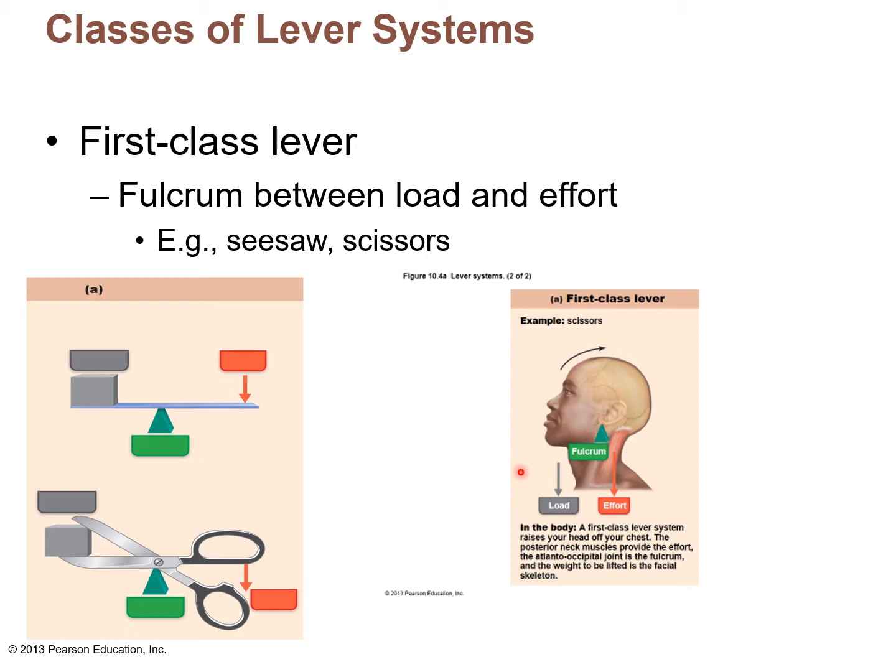We don't have a lot of examples in the body of a first-class lever, but when you think about the relationship between the dens of the axis, the little pivot point in the head, the bottom of the skull, then that's your pivot point, the dens of the axis. The weight of the head is in the front, and to extend the head, the effort comes from the back. So the superior aspect of the trapezius and the splenius capitis, those two muscles together can extend the head and lift the load. So that is an example of a first-class lever. If you just remember seesaw and scissors, those are really good examples of first-class levers.